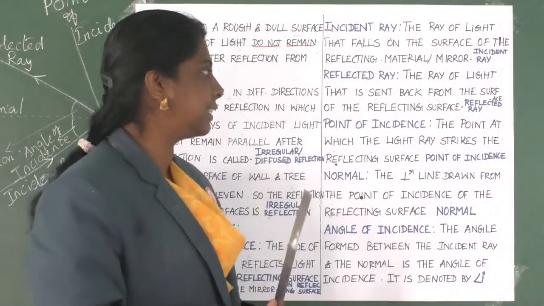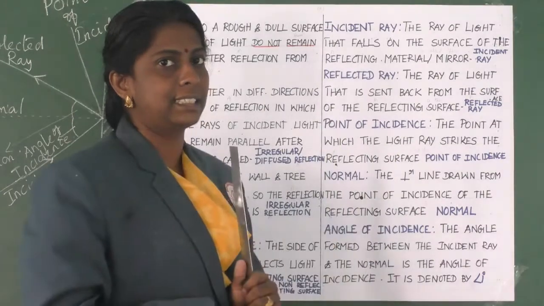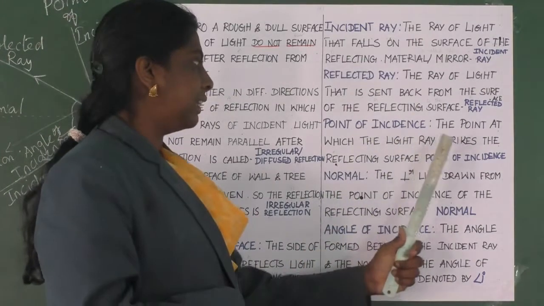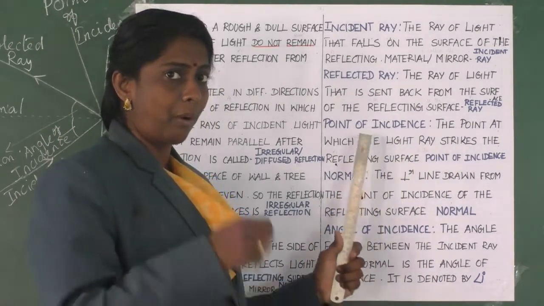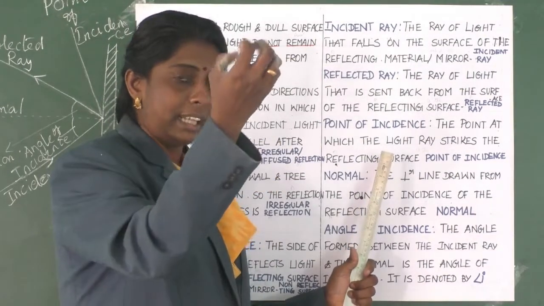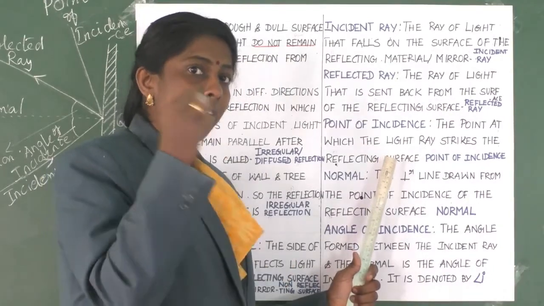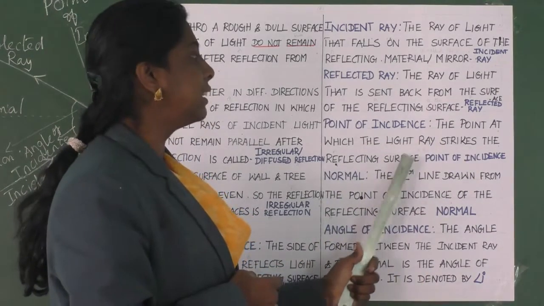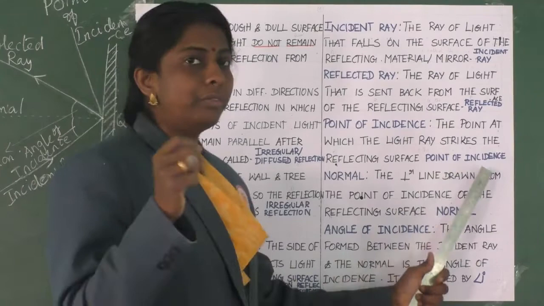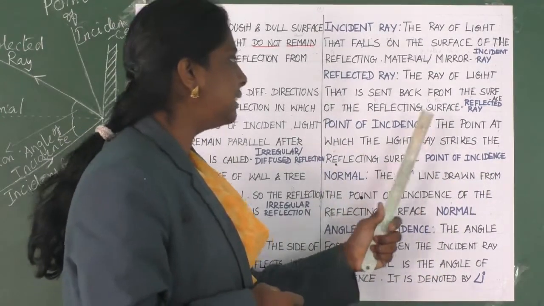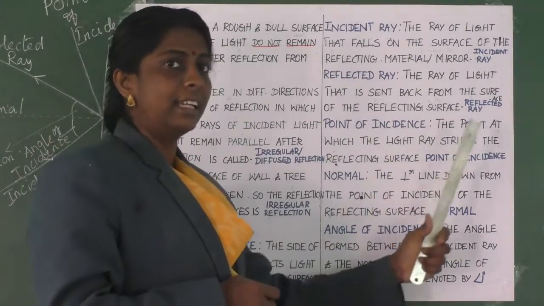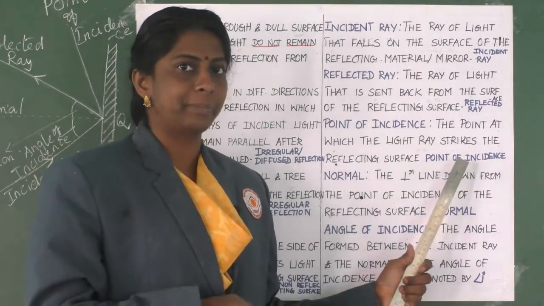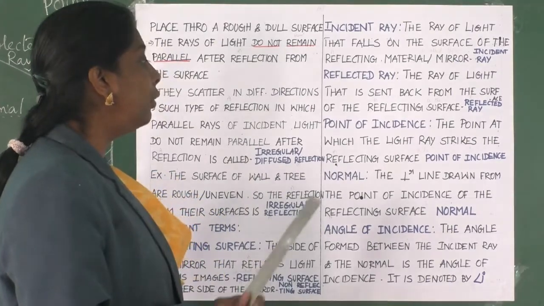Can you understand? Yes. Next is the point of incidence. The point at which the light ray strikes the reflecting surface. When the light from the source strikes the reflecting surface, that point is the point of incidence. I repeat, the point at which the light ray strikes the reflecting surface is the point of incidence. Clear, children? Yes.